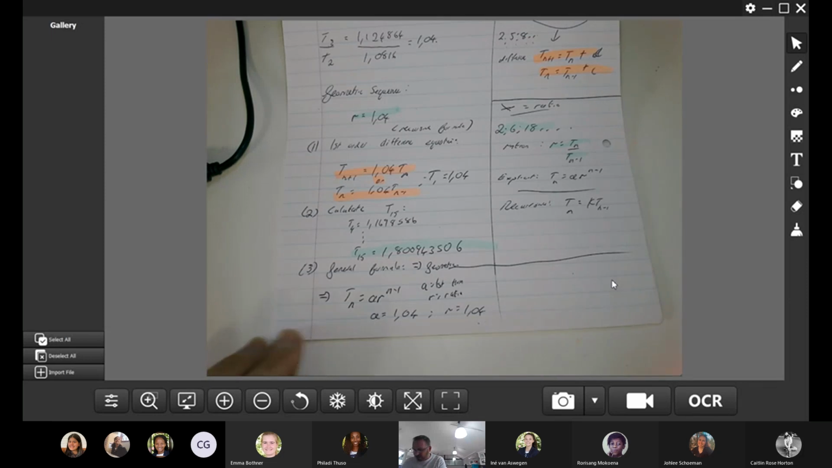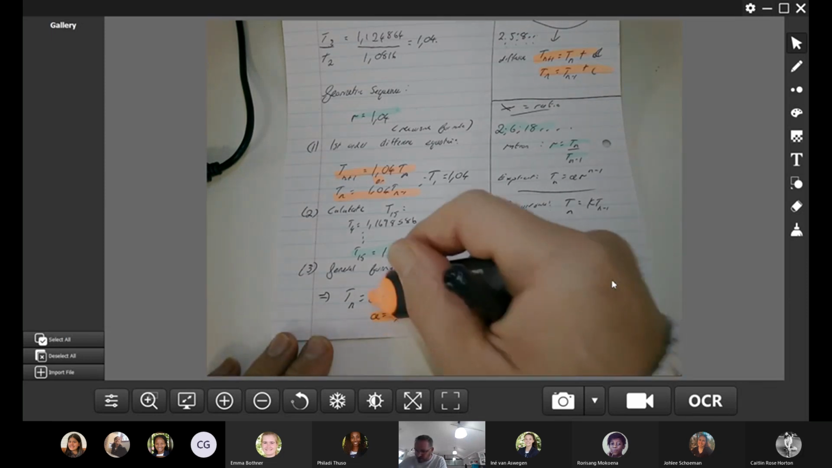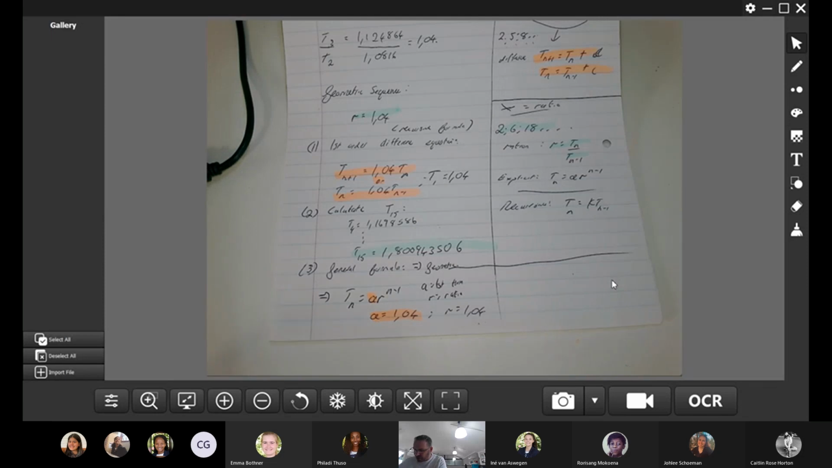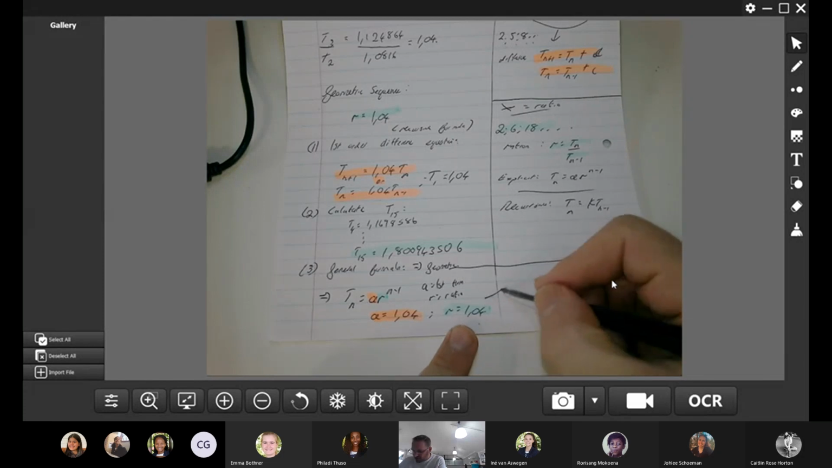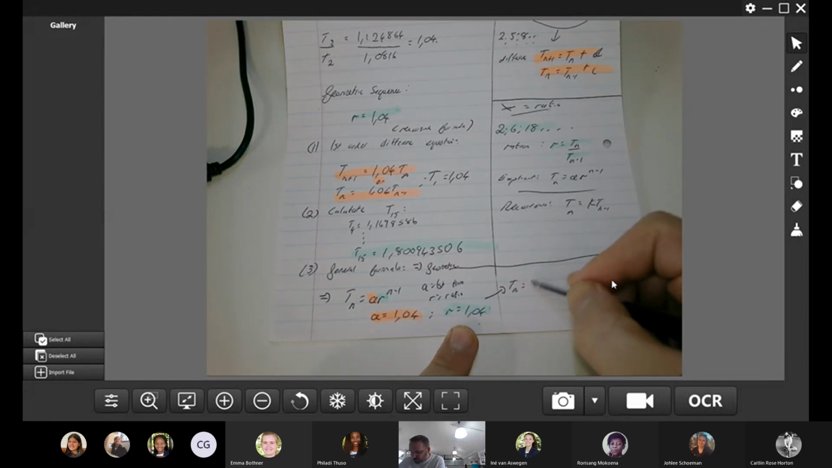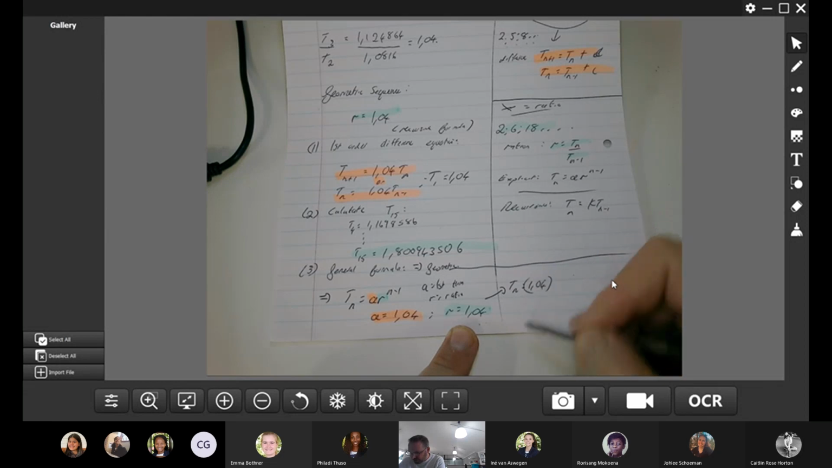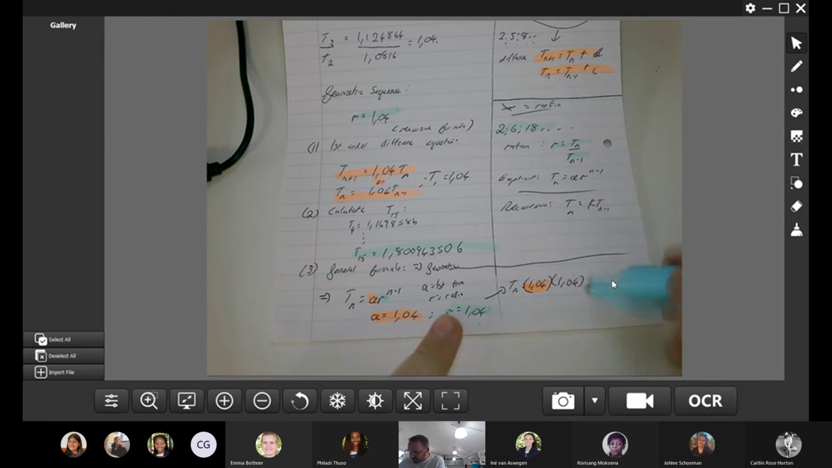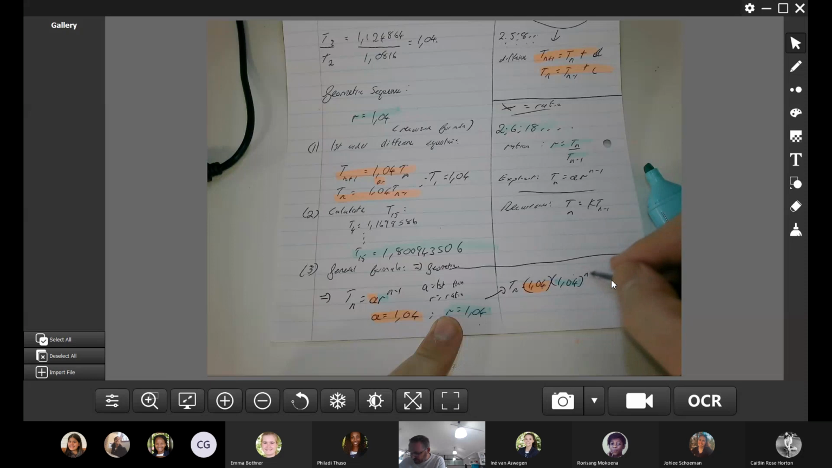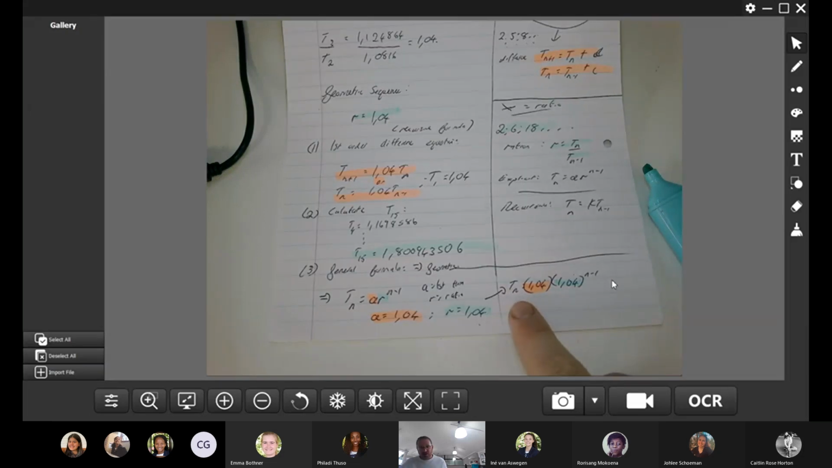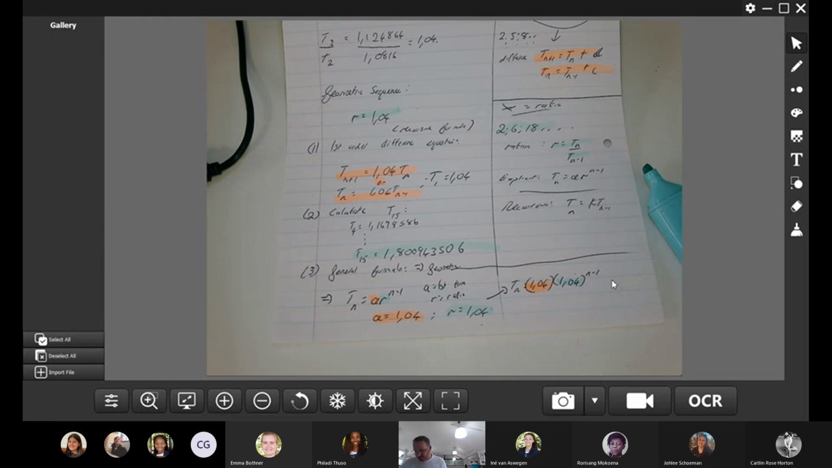Now I'm simply going to replace, in the formula, A with 1.04, and R with 1.04. So I get term n is equal to 1.04, that's my A, times R, which is 1.04, all to the n minus 1. Now that's an explicit formula because it can work out the value of term n based on what n is. You can simply leave it like that, you'd get full marks. I could do something to make it prettier.